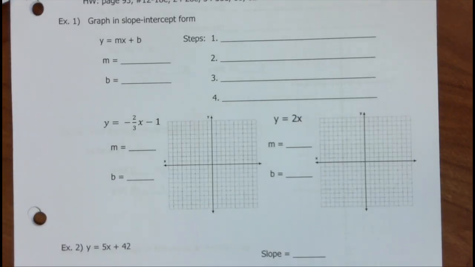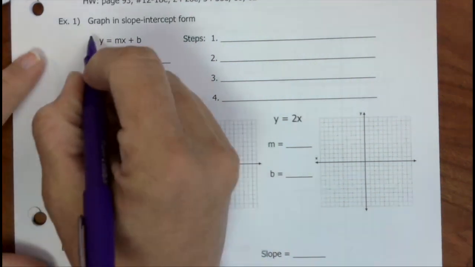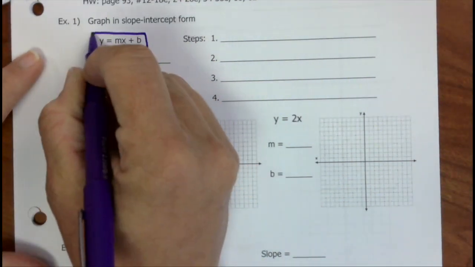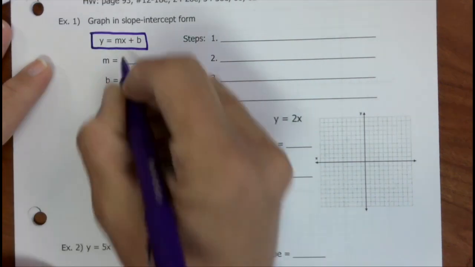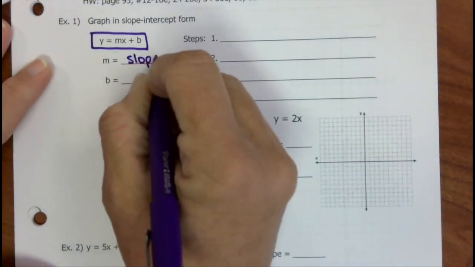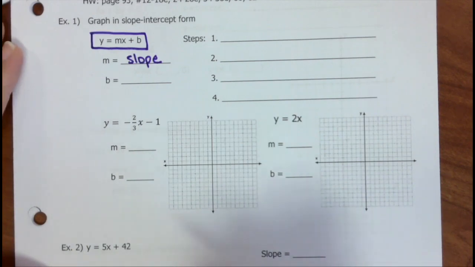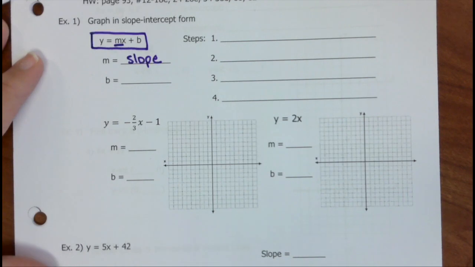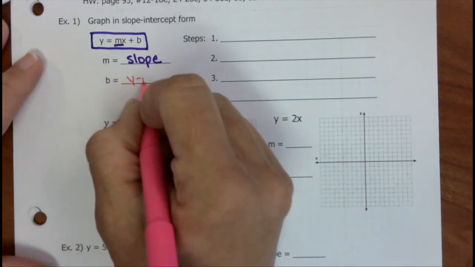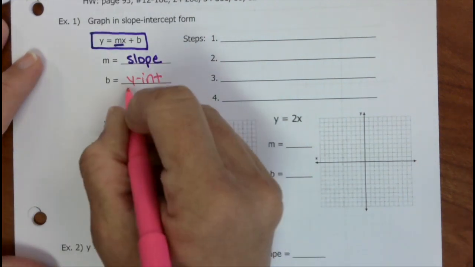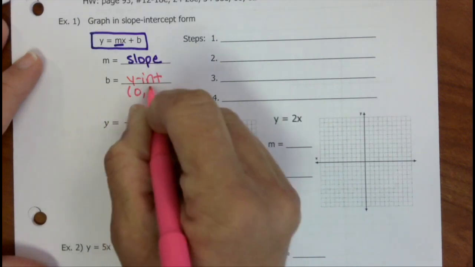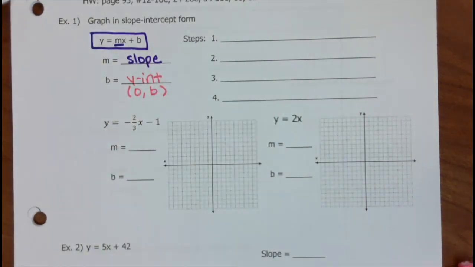So the first one, it says graph in slope-intercept form. This is your slope-intercept form, y equals mx plus b, where m is our slope. It is the number in front of x, not mx. It's just the m, the coefficient of the x. And then your b is your y-intercept. And that is an ordered pair. That is 0 and then b, whatever the constant is, your y-intercept.